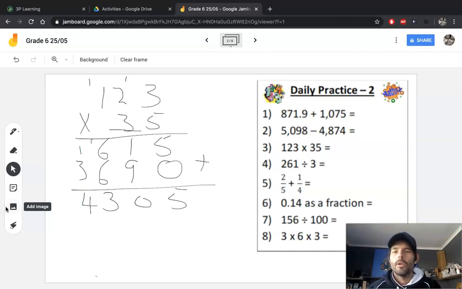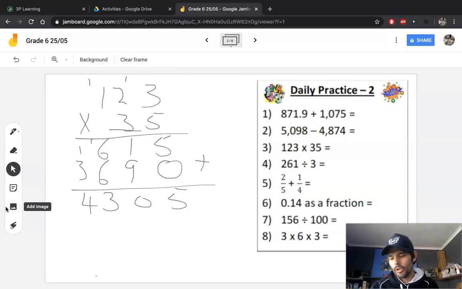and our final answer is going to be 4,305. So you could have also done that as 123 times 30. So then 123 times 3, and then add the 0, and then 123 times 5, and then added those two answers together. That would have been another method that you could have used.